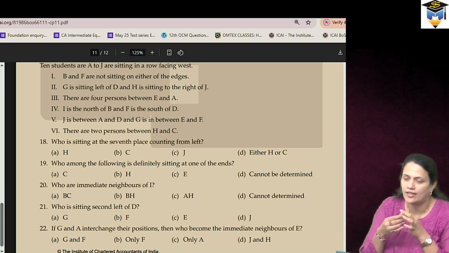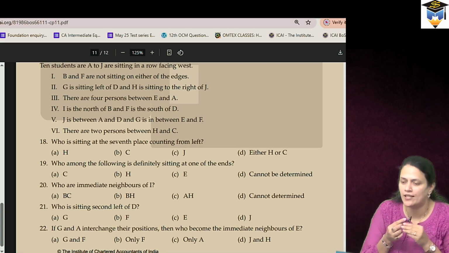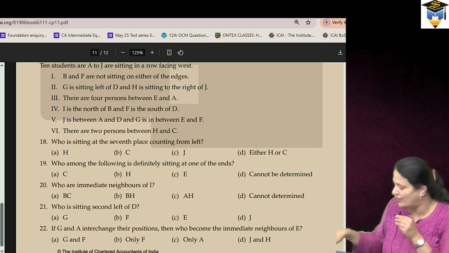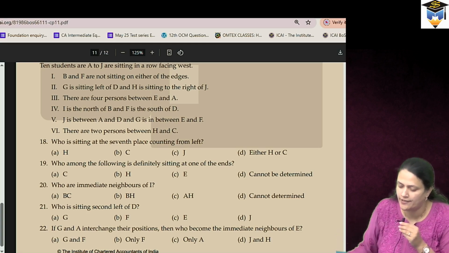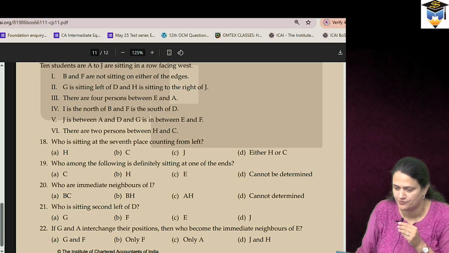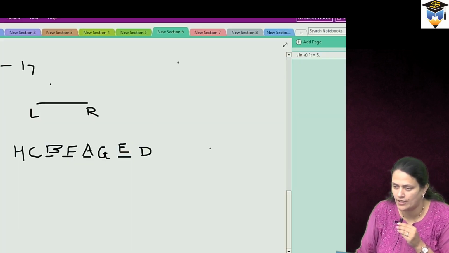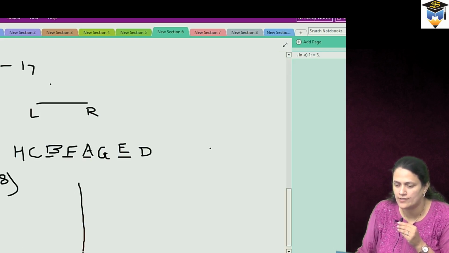So now here they have given us that 10 students, A to J, are sitting in a row facing west. Row facing west, meaning which side? Let us say we are solving the 18th one. So this is the row facing west.